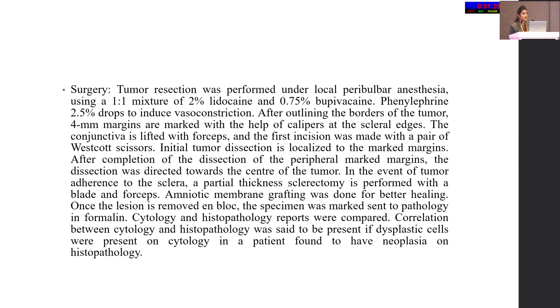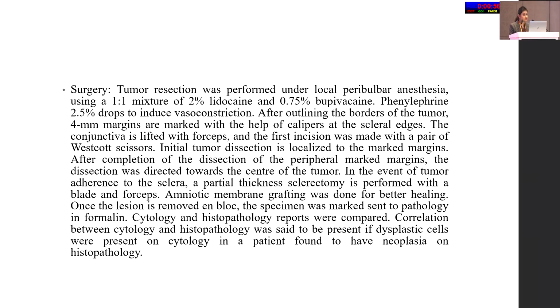Surgery. The tumor resection was performed under local peribulbar anesthesia using a 1:1 mixture of 2% lignocaine and 0.75% bupivacaine, with phenylephrine 2.5% drops to induce vasoconstriction. After outlining the borders of the tumor, 4 mm margins were marked with the help of calipers at the scleral edges. The conjunctiva was lifted with forceps and the first incision was made with Westcott scissors. Initial tumor dissection was localized to the marked margin. After completing the dissection of the peripheral marked margin, the dissection was directed towards the center of the tumor.